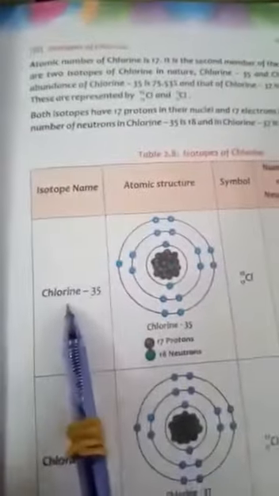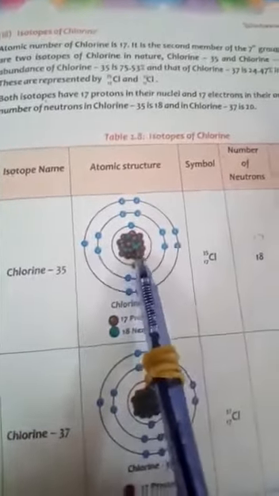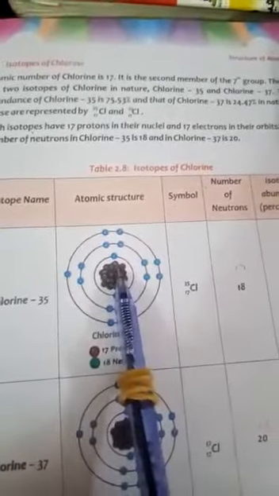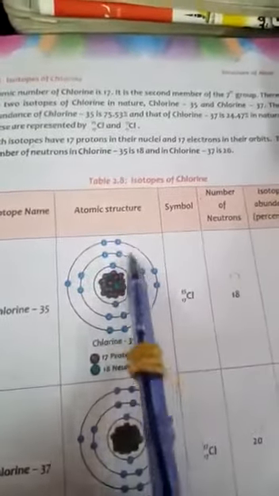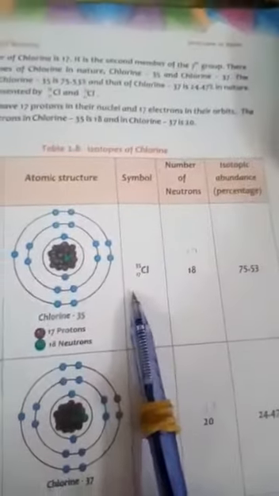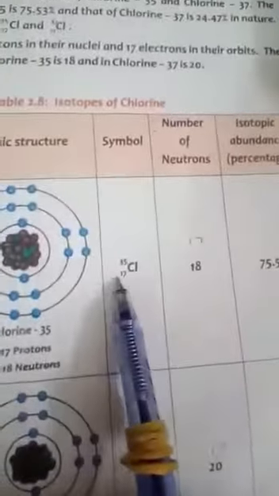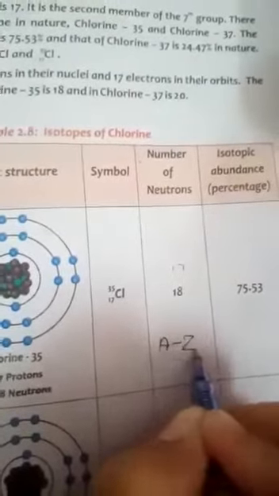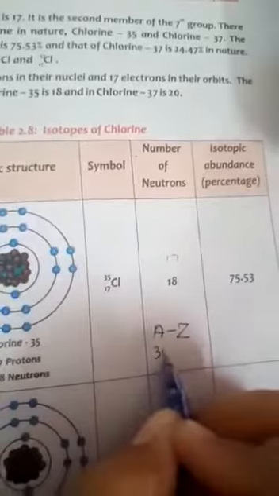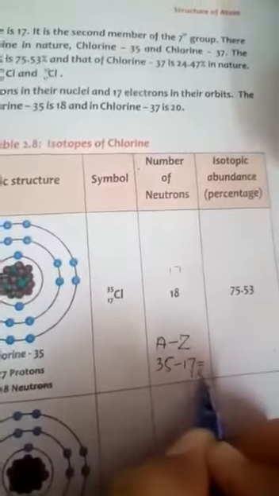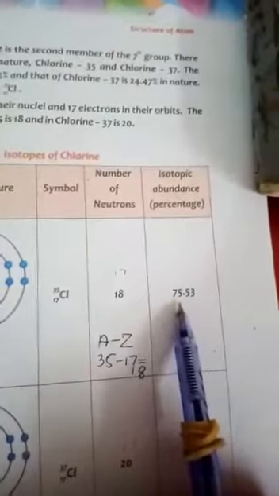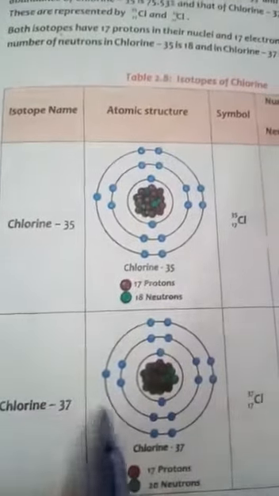So isotopes of chlorine, chlorine 35. The number of protons is 17 over here, and the number of electrons is also 17. But how many neutrons will be present over here? This is atomic number, this is mass number. So atomic mass minus atomic number, 35 minus 17 equals 18. So there are 18 neutrons in chlorine 35, and isotopic abundance percentage is 75.53%.